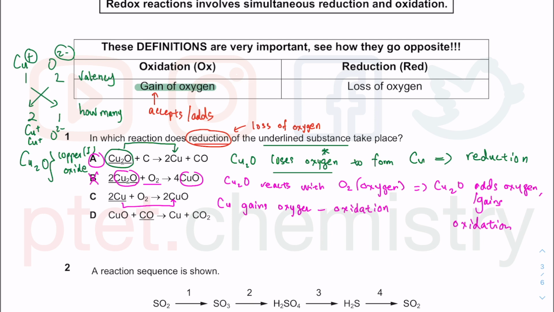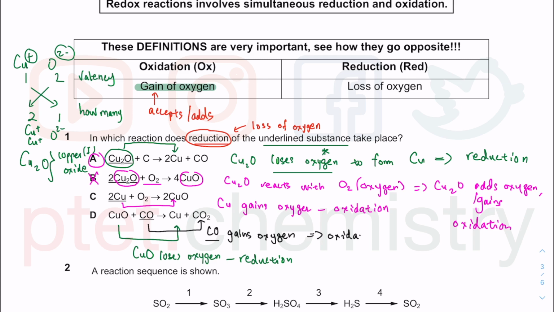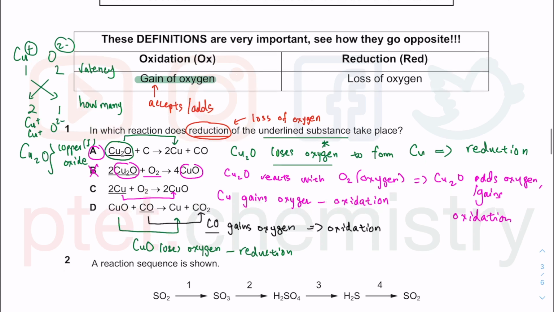Now the next one, it does look like the CuO loses oxygen. So that is your reduction. However, if you read the question carefully, they say the underlying substance. Here, the underlying substance is not CuO, it's CO. So what happened is, the CO gains oxygen. So the underlying substance is CO, and when the CO gains oxygen, that is what you call an oxidation reaction, okay?